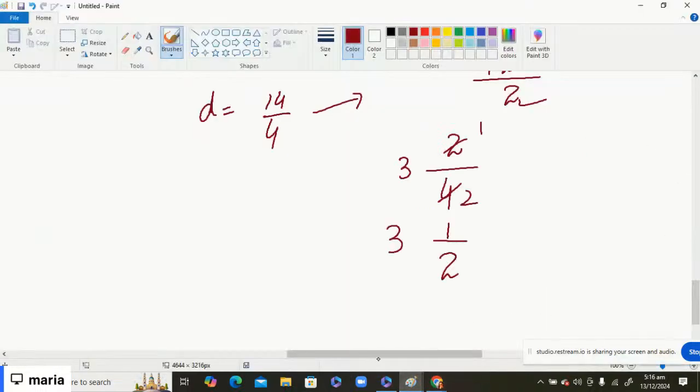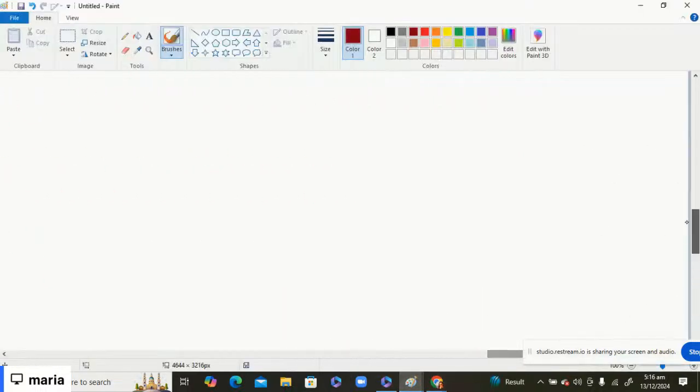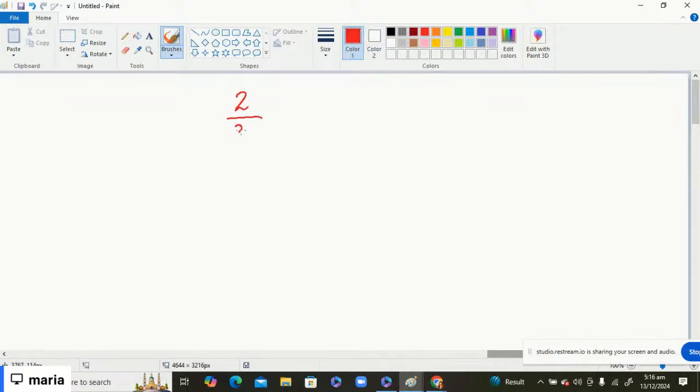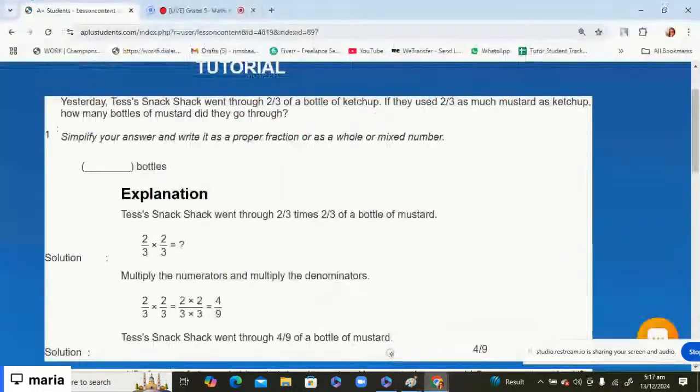So look at here. The multiplication is very simple. 2 by 3 times 2 by 3. What we do? We are going to multiply the top numbers with each other and multiply the bottom numbers with each other. 2 times 2 is 4. 3 times 3 is 9. That's it. Okay?